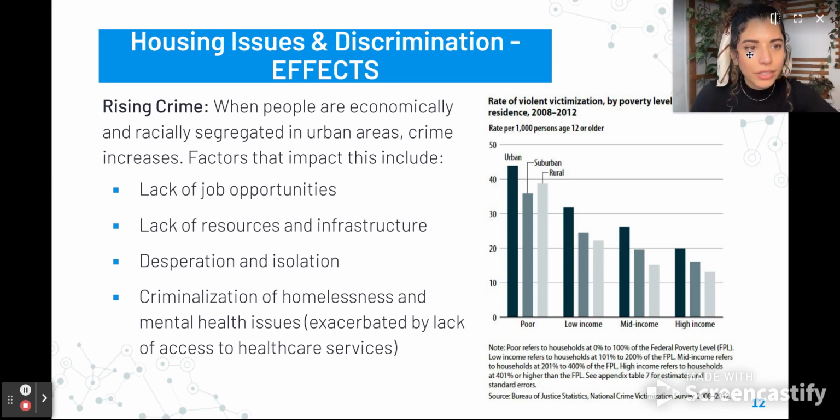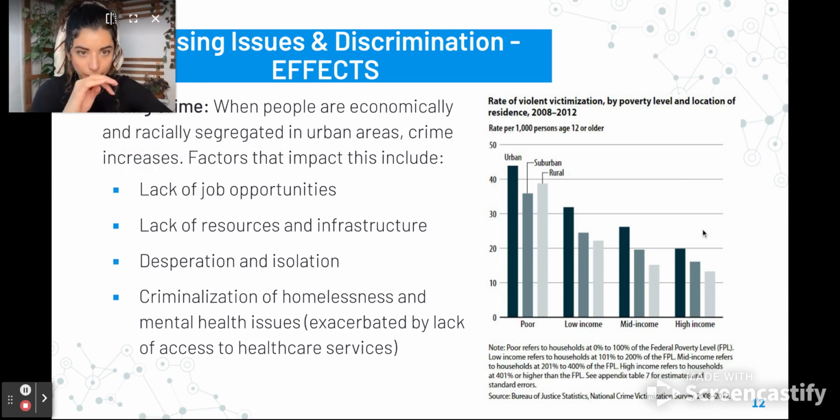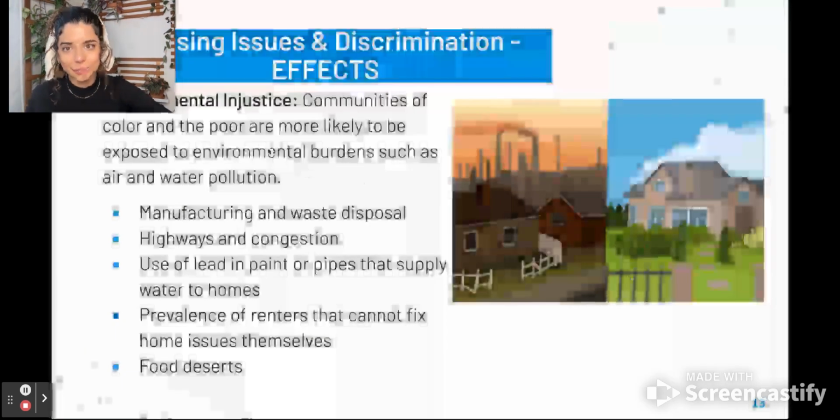If we look at this little chart here, the rate of violent victimization by poverty level and location of residence. Here we have urban, suburban, and rural, and we can see how it affects these different urban zones, and then also how this affects different classes.